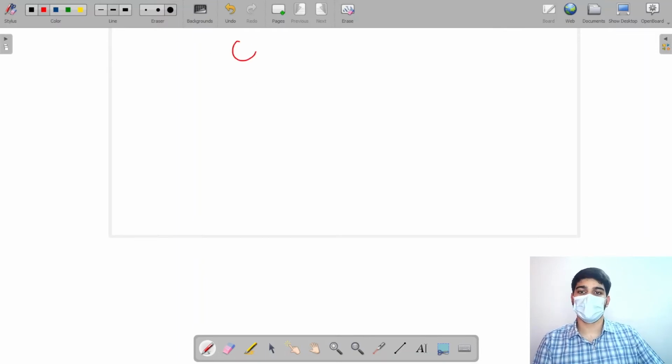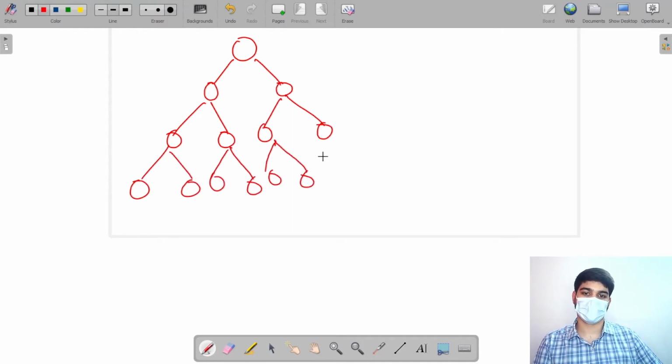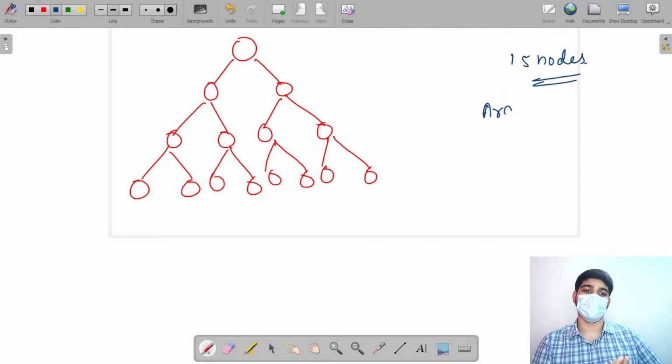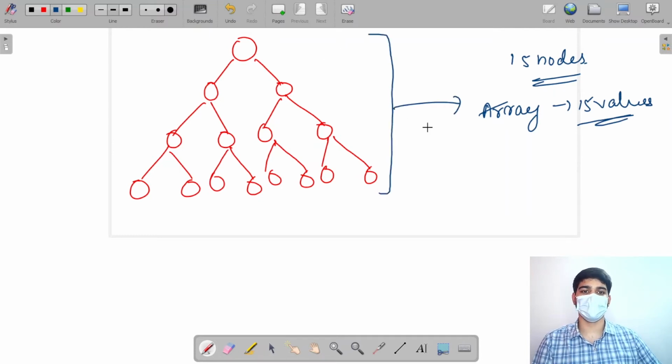Let's see how. If I have this particular tree, how many nodes does this tree have? 1, 2, 3, 4, 5, 6, 7, 8, 9, 10, 11, 12, 13, 14, 15. A total of 15 nodes. Let's suppose I'm passing an array to the constructor with 15 values. Then this is the type of heap that would be created.